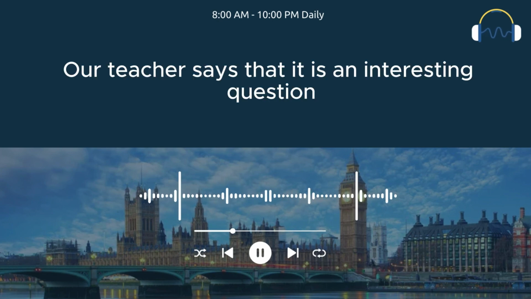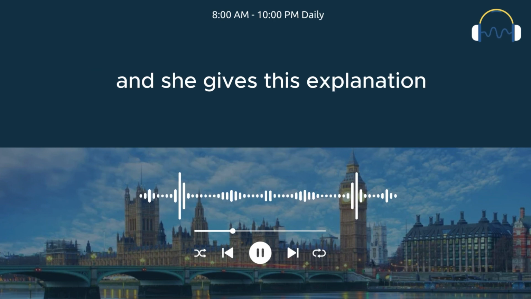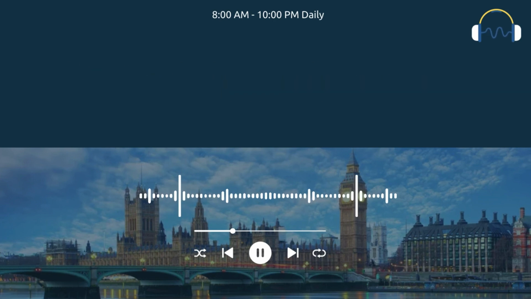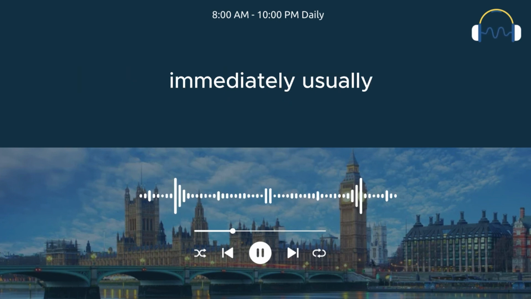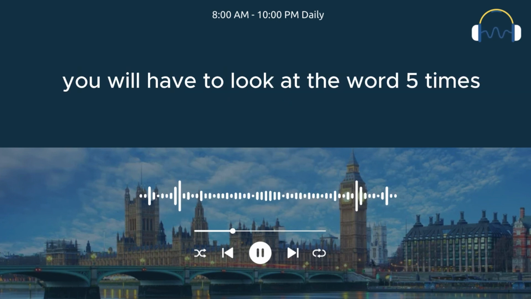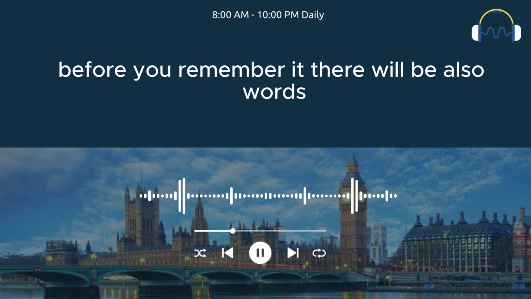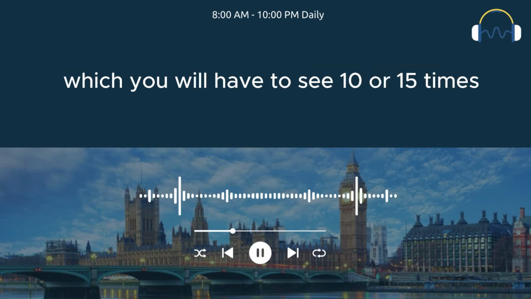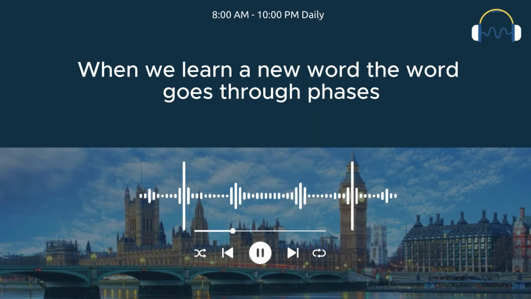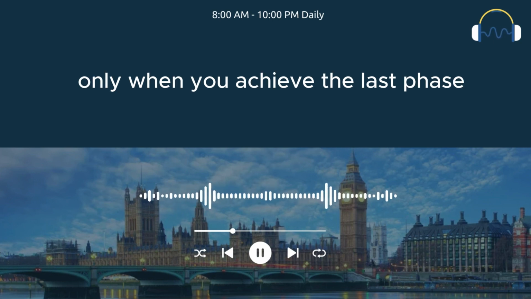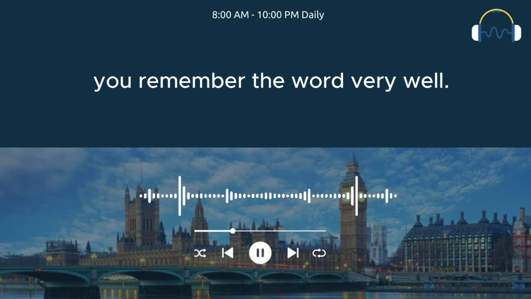Our teacher says that it is an interesting question, and she gives this explanation. It is normal that you don't remember the new word immediately. Usually, you will have to look at the word 5 times before you remember it. There will be also words which you will have to see 10 or 15 times. These words are usually verbs. When we learn a new word, the word goes through phases. Only when you achieve the last phase, you remember the word very well.